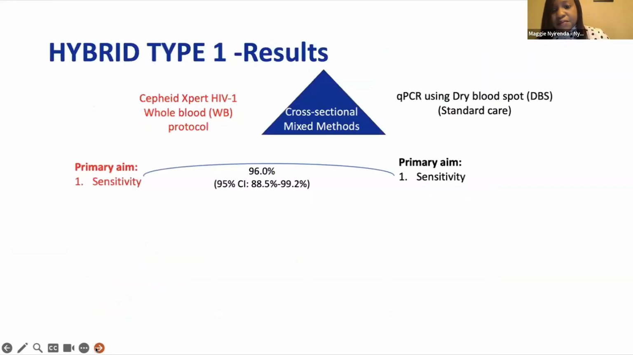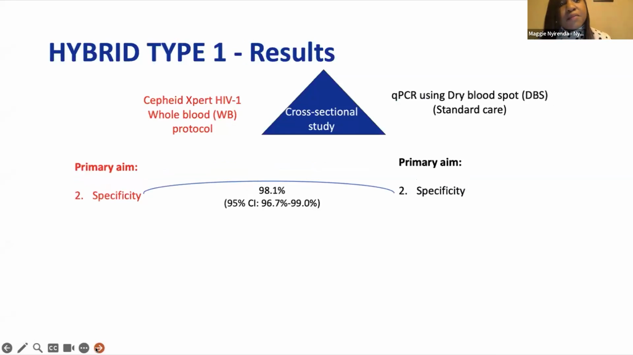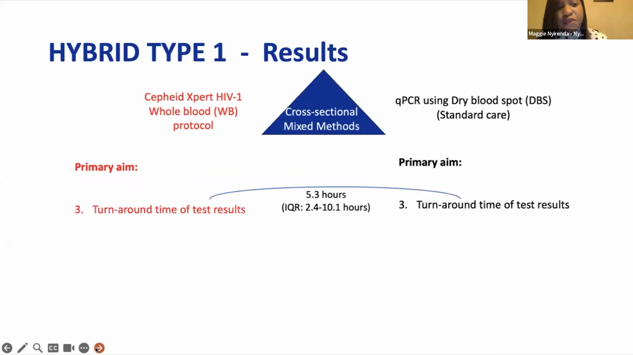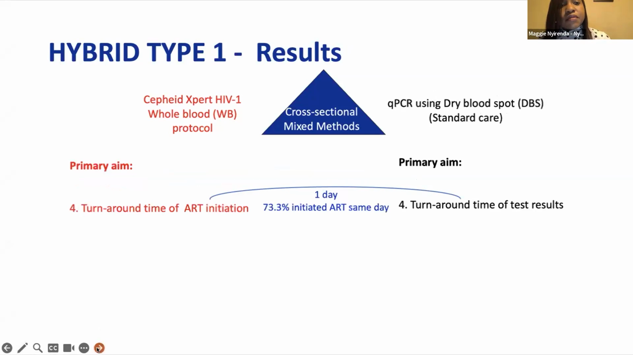Next. Sensitivity was 96%. Next. Specificity was 98.1%. I think, Mateo, you just keep clicking, so I just speak faster according to your pace. Turnaround time of results was 5 hours. And next, you just keep clicking. I'll be speaking around you because it will take long otherwise. Next slide.